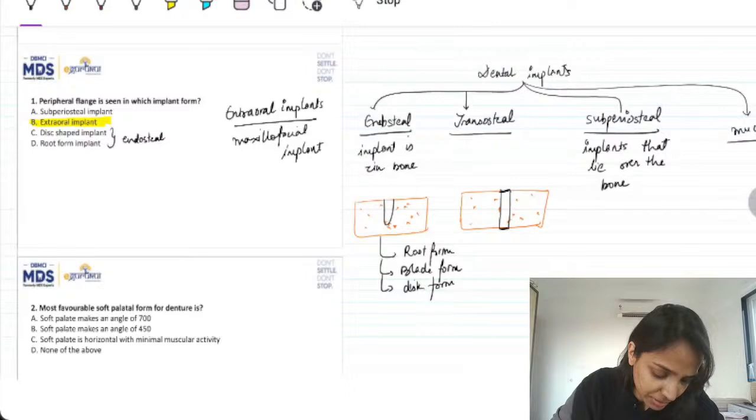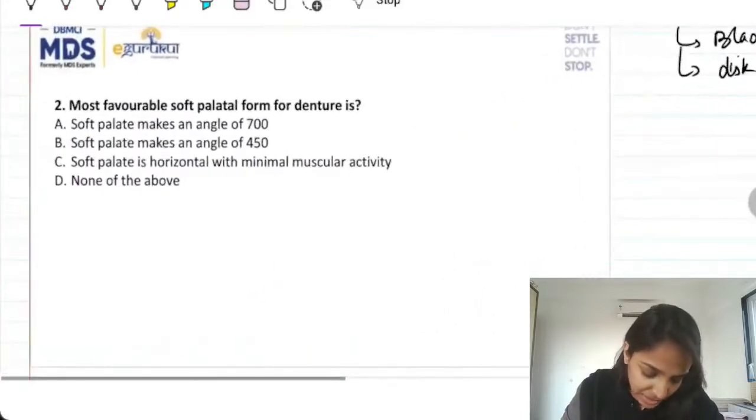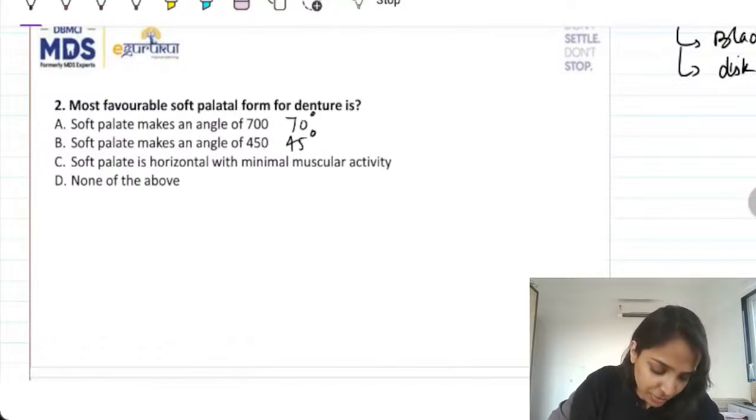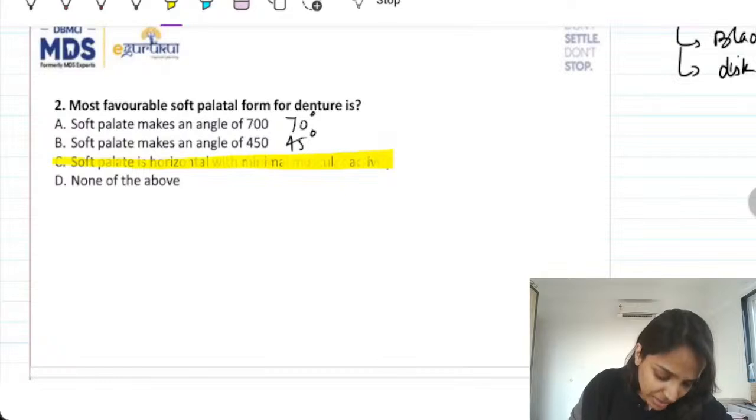The second question is pertaining to the soft palate form. Most favorable soft palatal form for denture is what? When the soft palate makes an angle of 70 degrees, then a soft palate making an angle of 45 degrees, soft palate is horizontal with minimal muscular activity, and none of the above. So the correct answer here is soft palate being horizontal with minimal muscular activity.